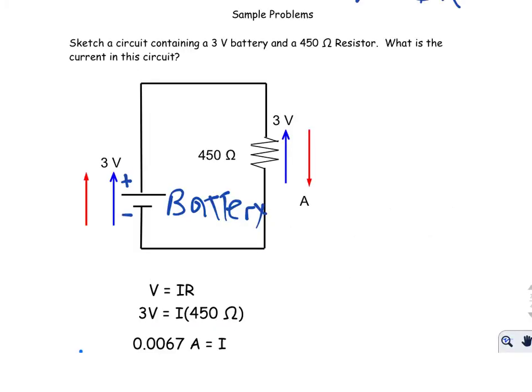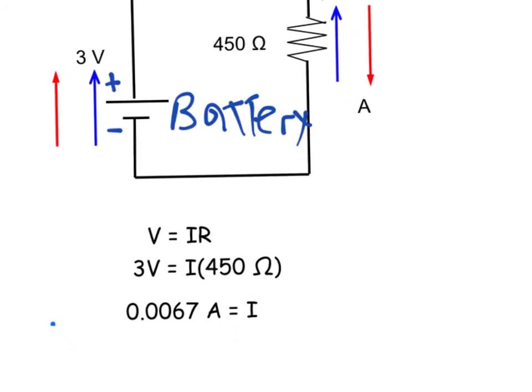Here's a sample problem involving just one resistor. You want to sketch a circuit containing a 3-volt battery and a 450 ohm resistor. What's the current? Here's our 3-volt battery, 450 ohm resistor. You notice how the current is always flowing in the same direction. That's our blue line. The voltage is going in the opposite direction, though, in this resistor. In order to solve for the current, you just do V equals I times R. Your voltage is 3. Your resistance is 450, and you'll divide the two to get your current.